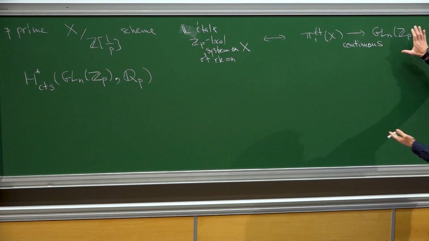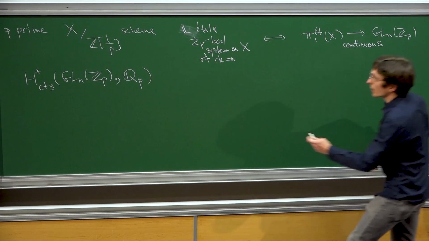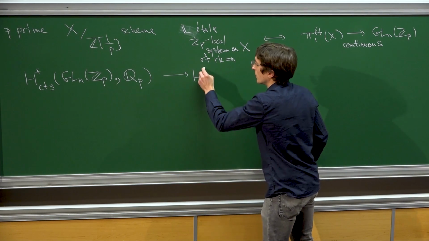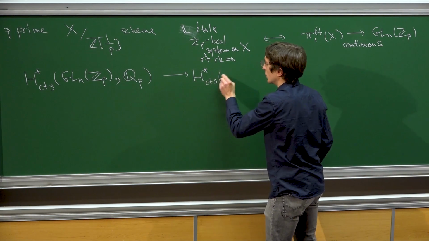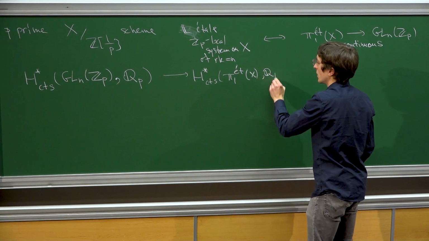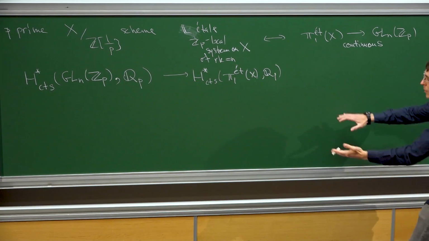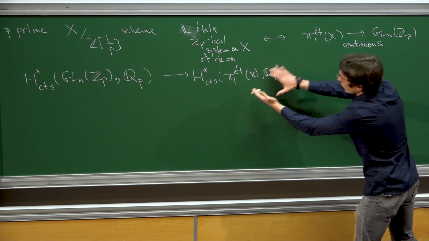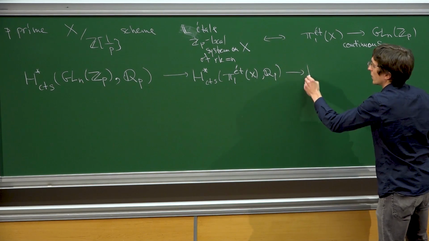Then, if I have a cohomology class of this group, I can pull it back to cohomology of this profinite group, the fundamental group. And then, as always, there is a natural map from cohomology of the fundamental group to the cohomology of the whole space.